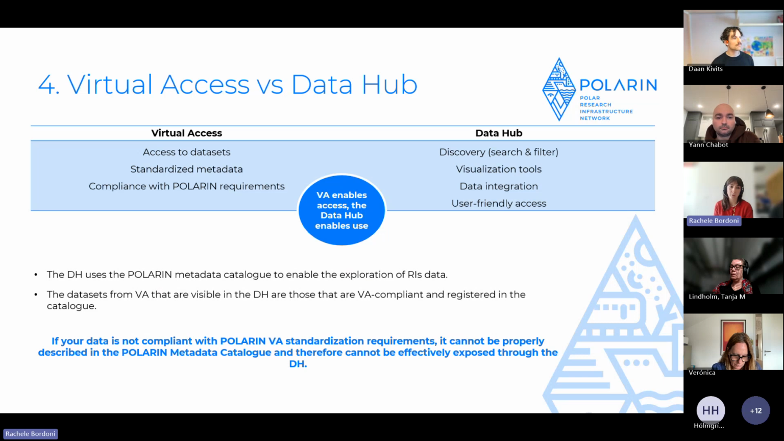The Data Hub uses the POLARIN metadata catalog to explore the research infrastructure data. The data sets that are visible in the Data Hub are those that are virtual access compliant and registered in the POLARIN metadata catalog. So if your data is not compliant with the virtual access standardization requirements, it cannot be described in the POLARIN metadata catalog, and then it cannot be exposed and visualized through the Data Hub.